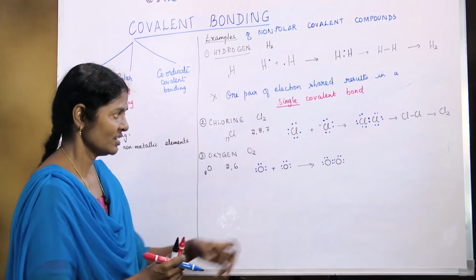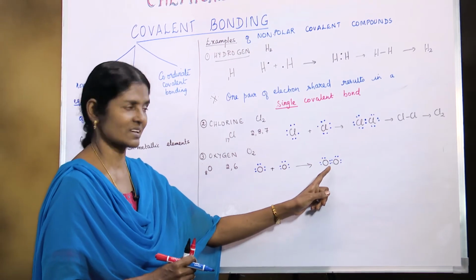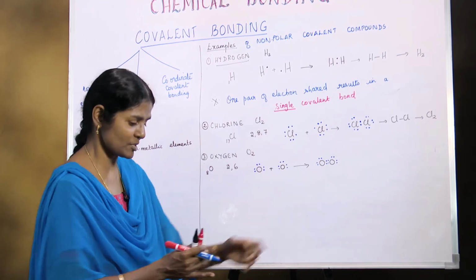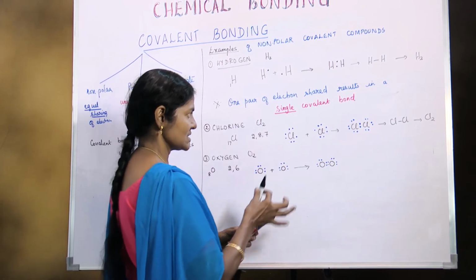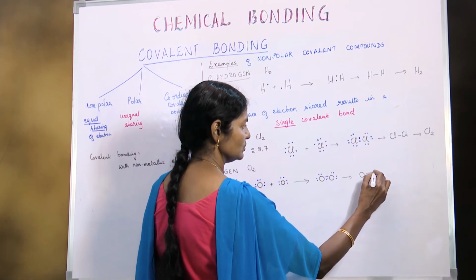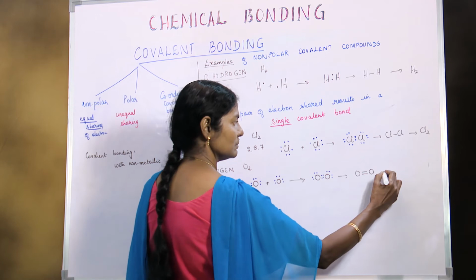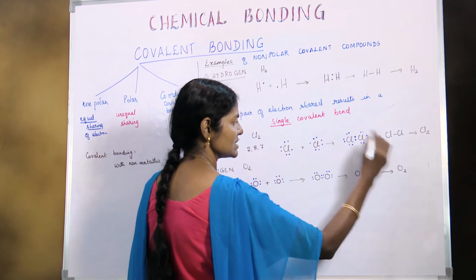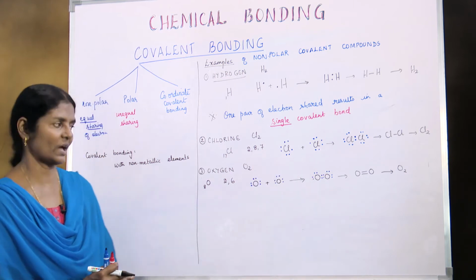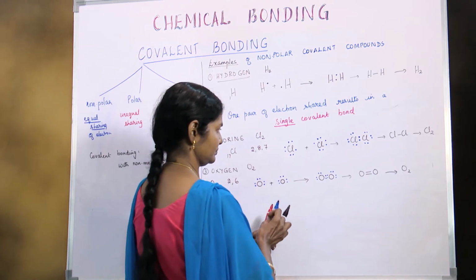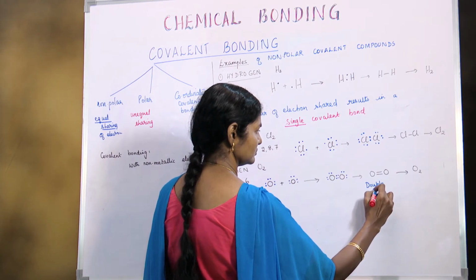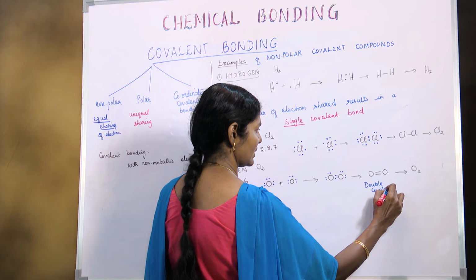But remember, 2 pairs are being shared. Here there is only one pair. Here there is only one pair. But here there are 2 pairs being shared. That results in a double bond between the 2 oxygen atoms. But of course we represent it as O2. It is a double covalent bond.